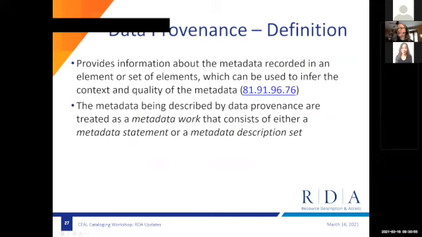All right, really quickly about data provenance, another really important thing. This provides information about the metadata recorded in an element or set of elements, which can be used to infer the context and quality of the metadata. So it's like knowing that the quote came from a reputable reference source, or that this record that I'm working from came from the Library of Congress or is PCC authenticated, that kind of provenance we're talking about. The metadata being described by data provenance are treated as a metadata work. That metadata work consists either of a metadata statement, like I said earlier, think of a MARC field, or a metadata description set, which think of in shorthand as a MARC record. Next slide, please.